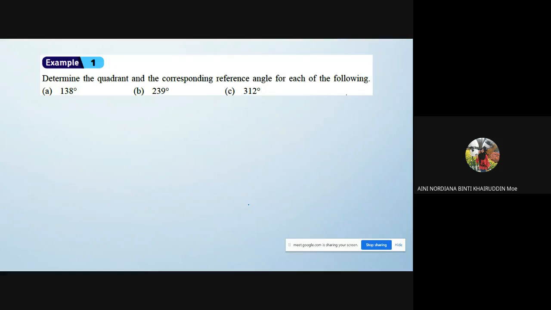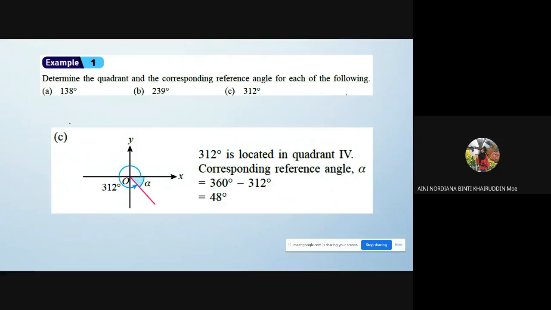Corresponding reference angle. Okay. For C, 312 located in quadrant 4. So use formula 360 minus theta equals to 312, so theta equals to 48.